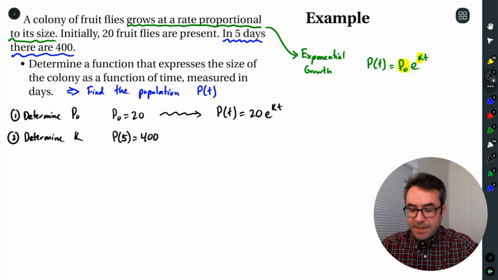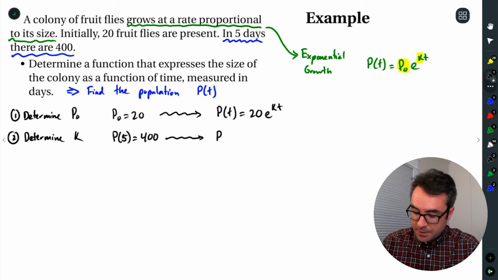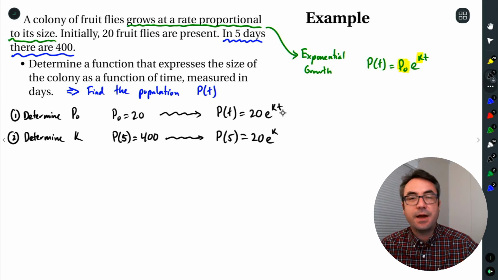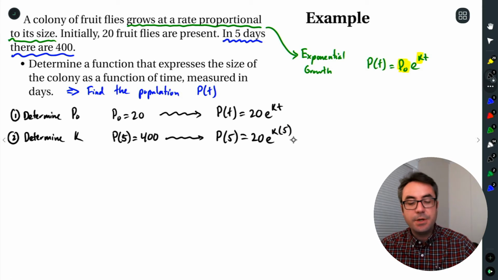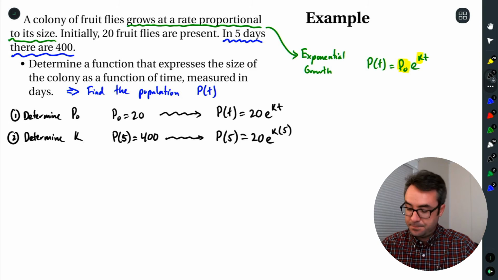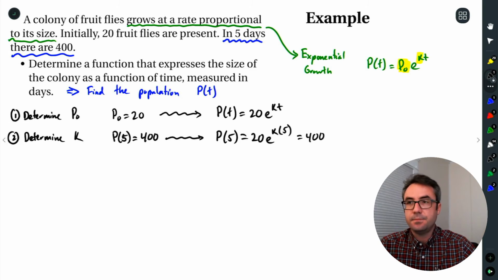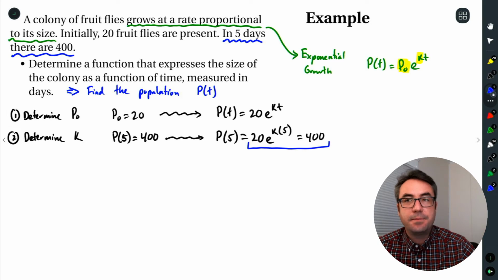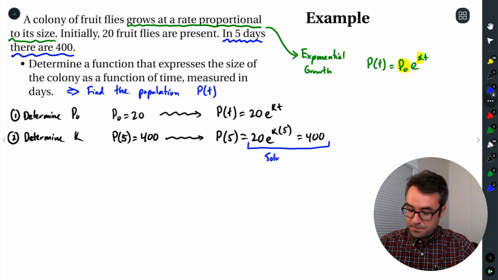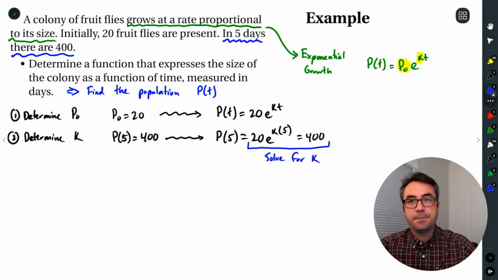All right, so let's actually plug this value for t into the function we have so far and see what we get. So our population after 5 days is going to be 20 e raised to the k, and then we're plugging in 5 for t. So there'll be a 5 up there. And we know this should be equal to 400. So we set it equal to 400. And this gives us an equation. If we look at those two pieces there, this gives us an equation that we can solve for k. So we're going to solve that for k.